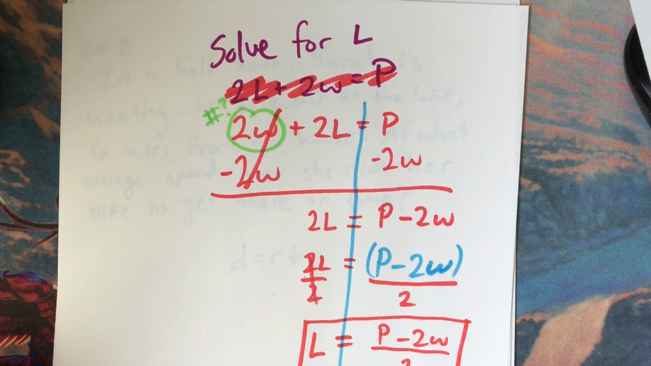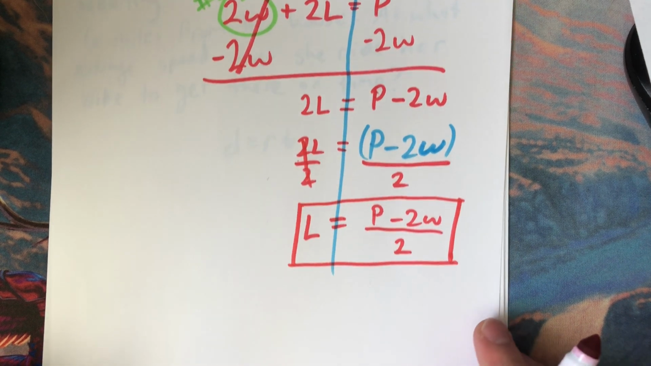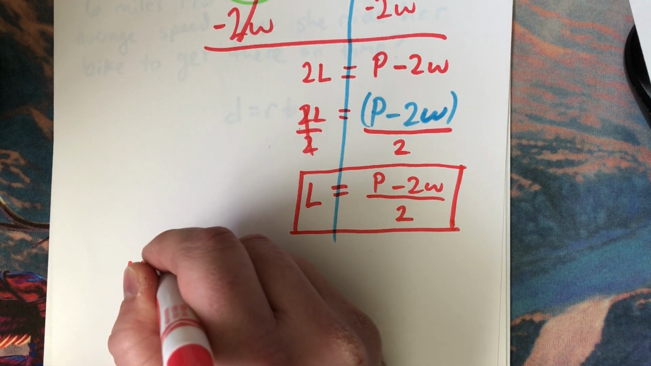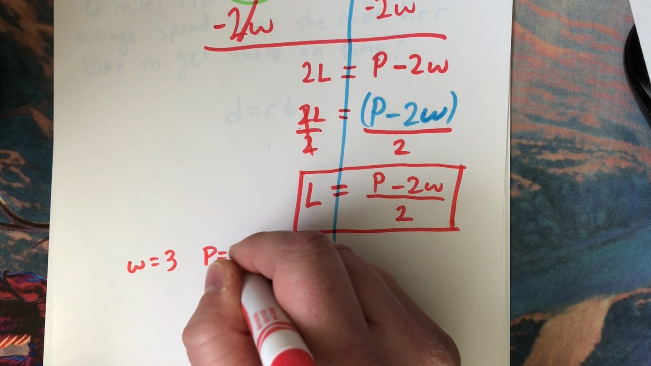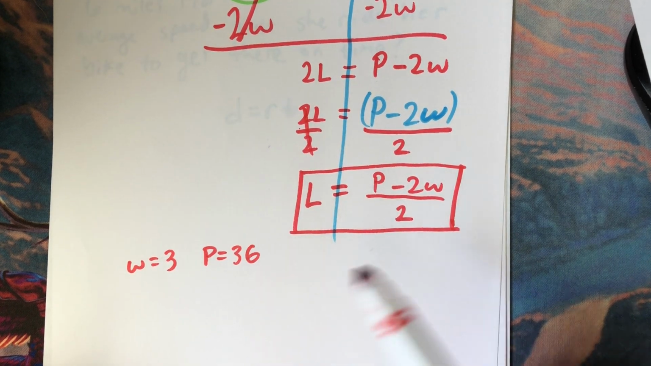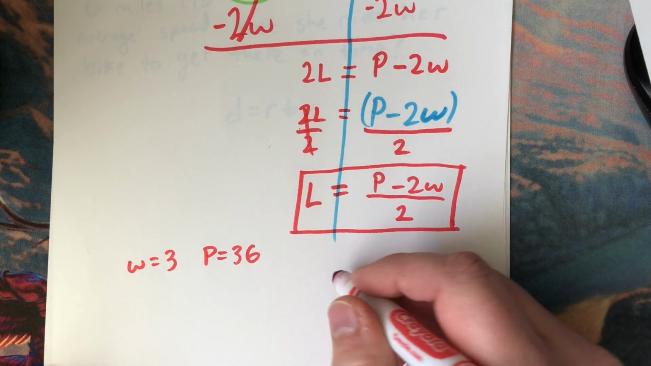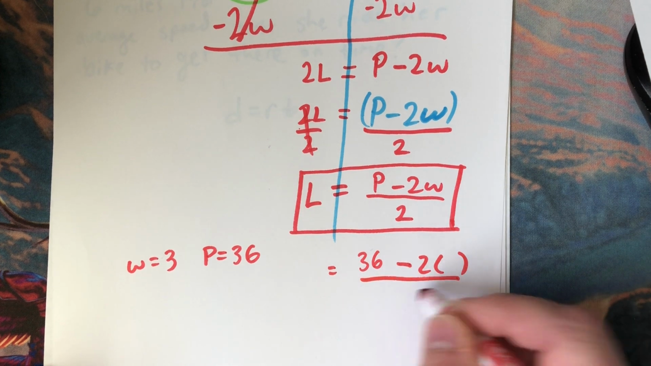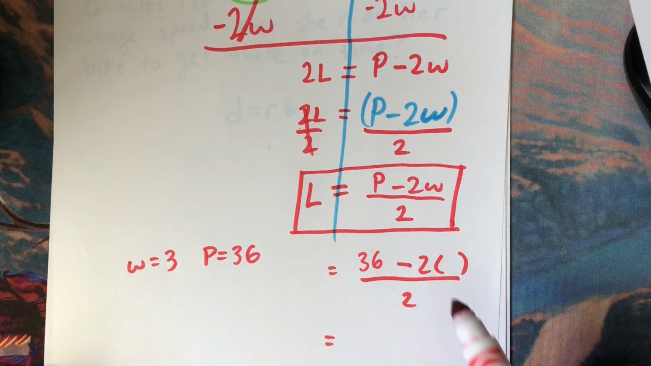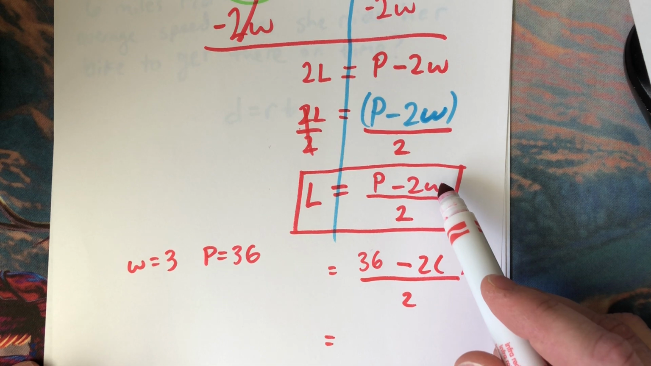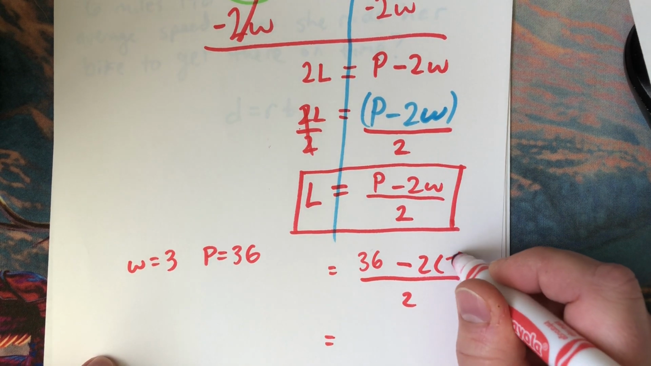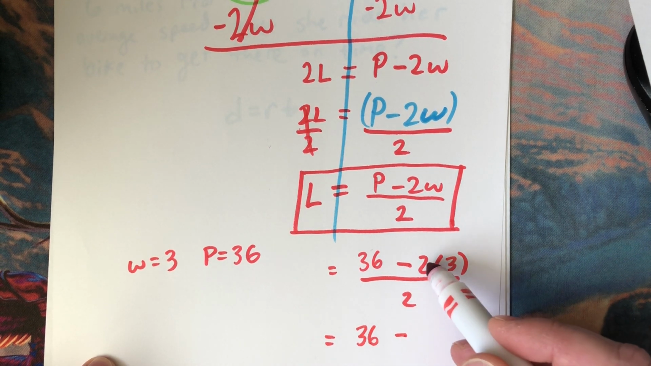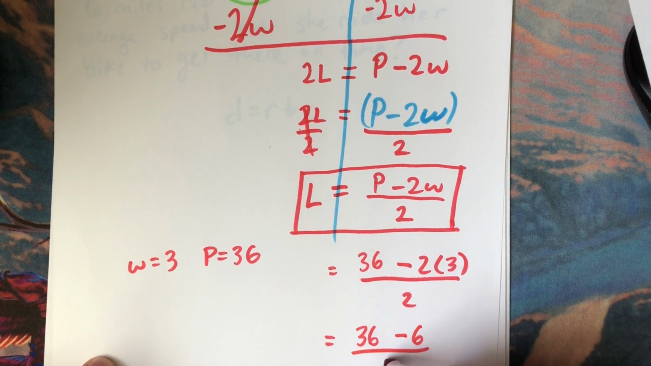And you might be like, that's really terrible looking. And at first glance, it kind of is. But let's go back and talk about this really quick. If W equals 3 and P equals 36, these are the same numbers we had earlier. Let's look at what happens here. P was 36, right? So 36 minus 2 parentheses all over 2. W is 3. So check this out. 36 minus 2 times 3, which is 6, all over 2.